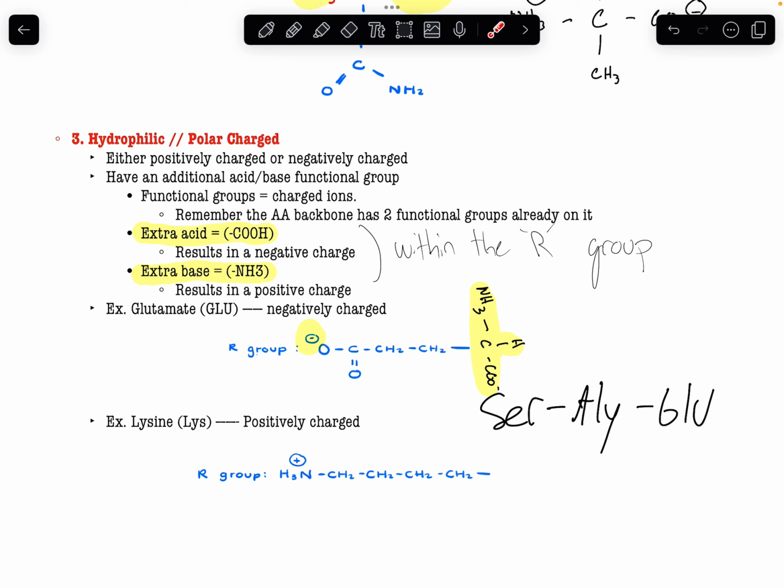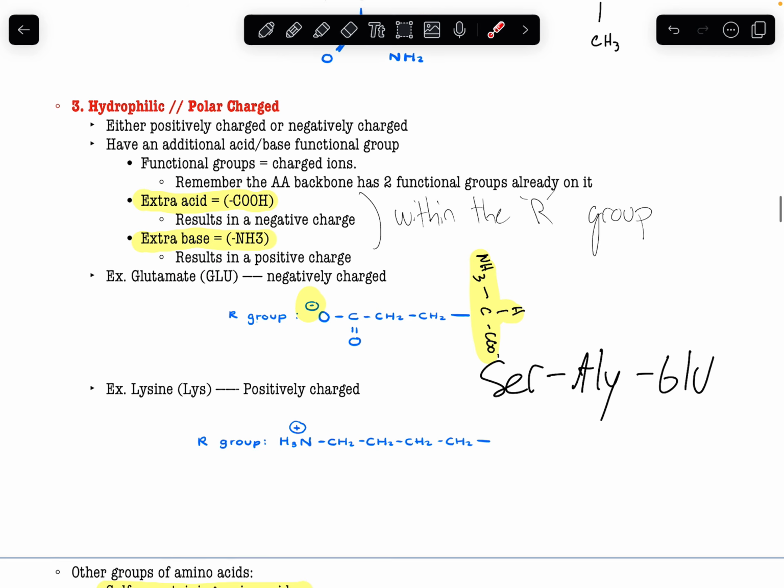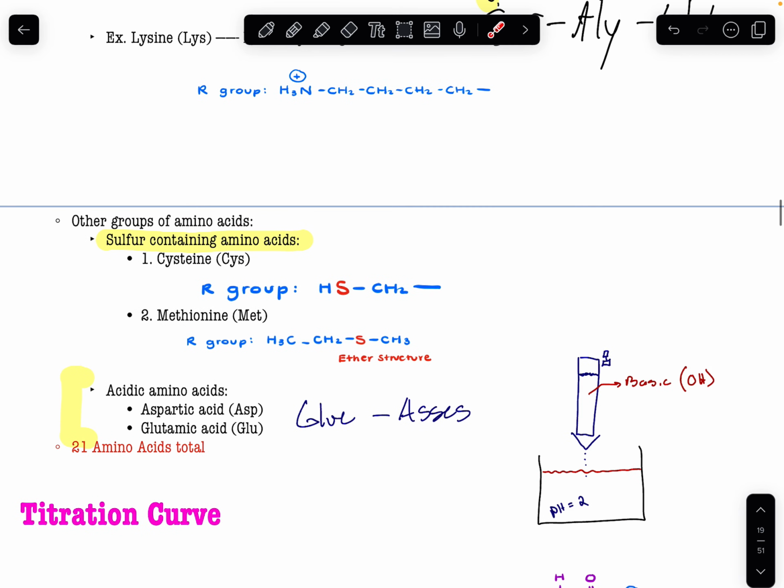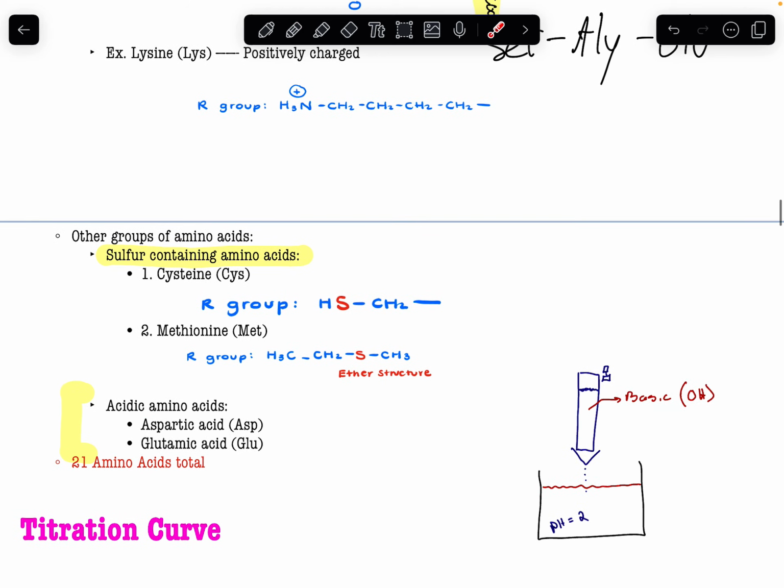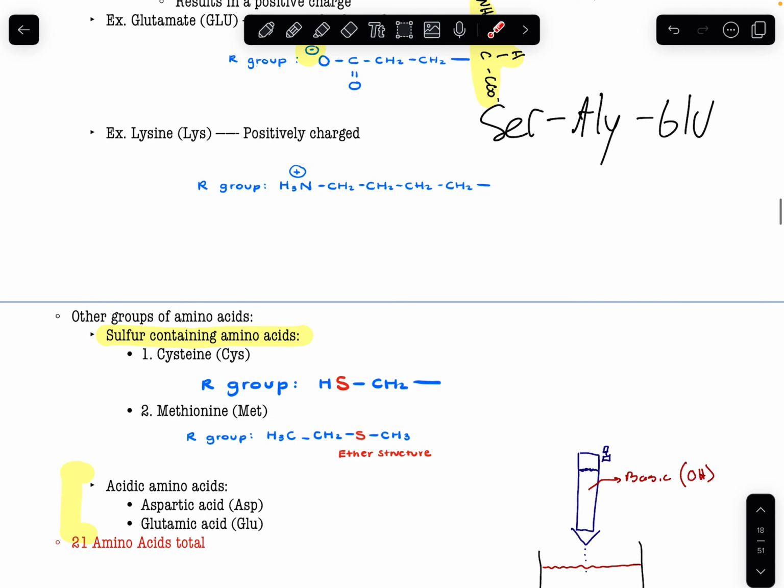That pretty much covers it for acidic and basic R groups. There are a couple other categories. What we're going to be looking at here is additionally our sulfur-containing groups.